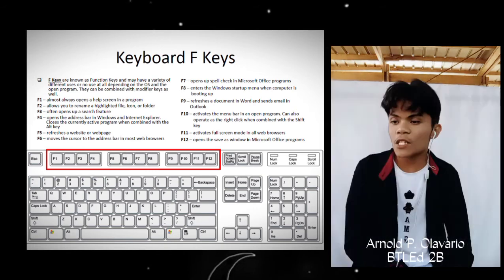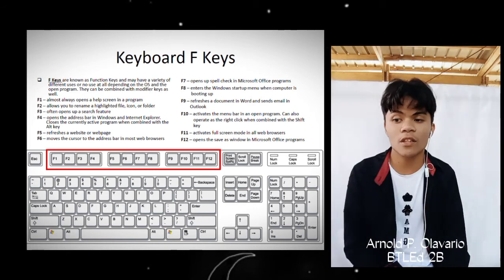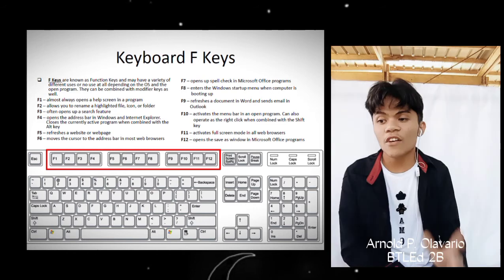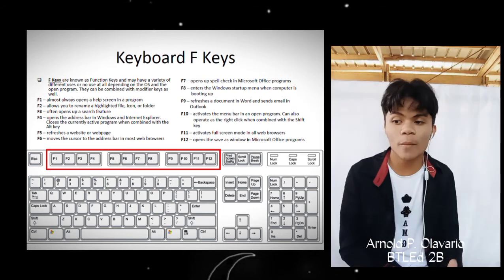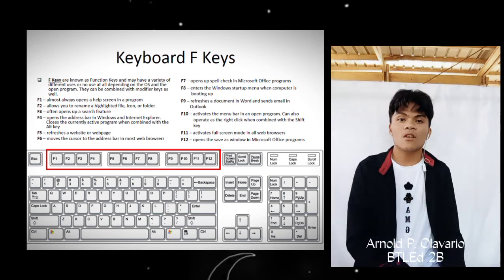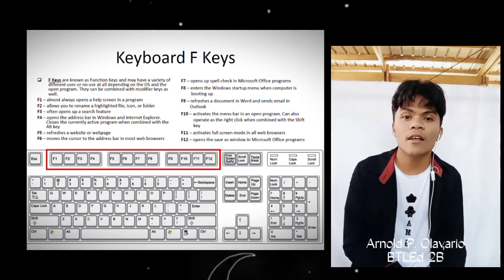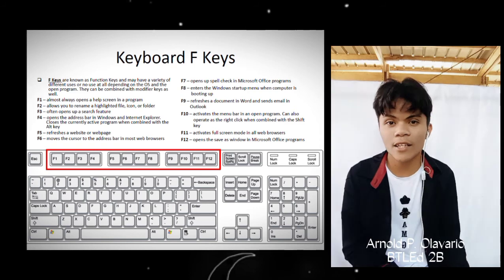Then F12 opens the Save As window. When we click F12, we can save the document in whatever format we want. So, that's it.